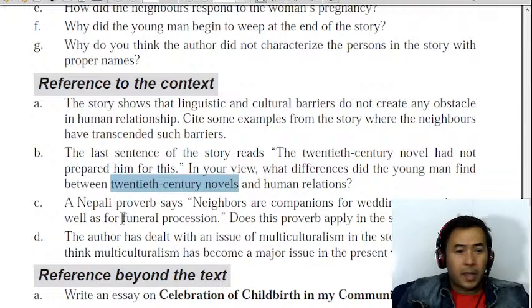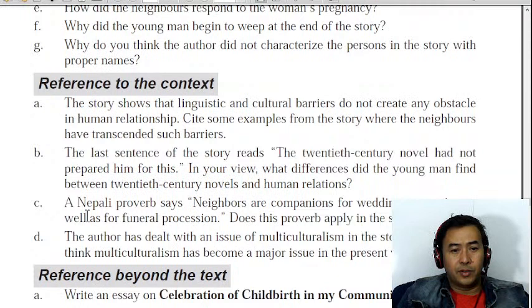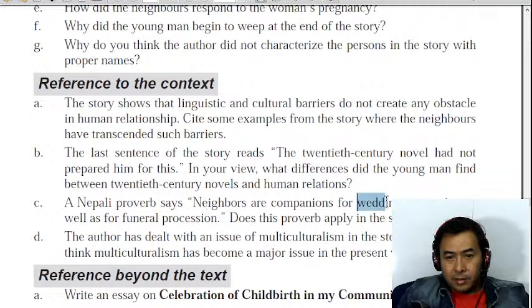Number C, a Nepali proverb says, we do have a Nepali word as well, neighbors are companions for the wedding procession as well as for the funeral procession. Neighbors are equally companions for a wedding and for the funeral. Heart touching statement.